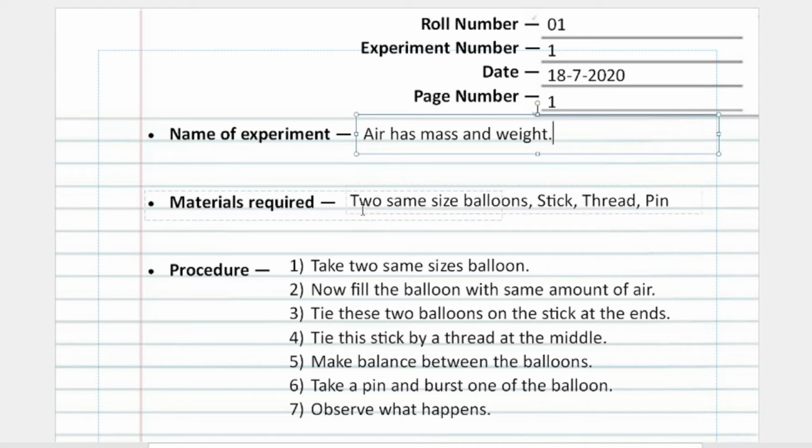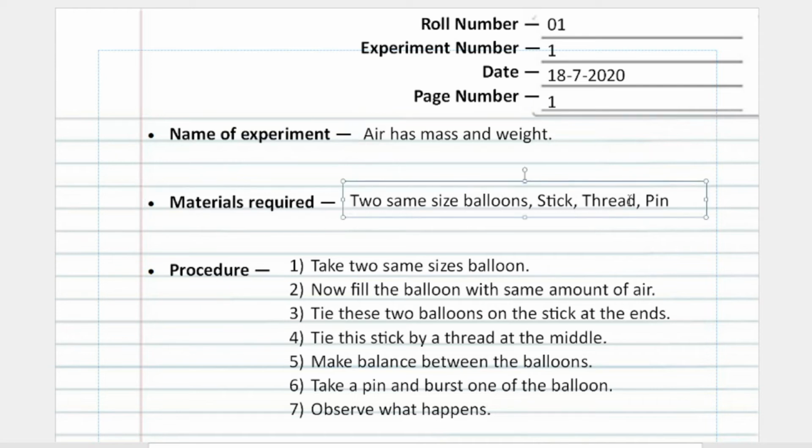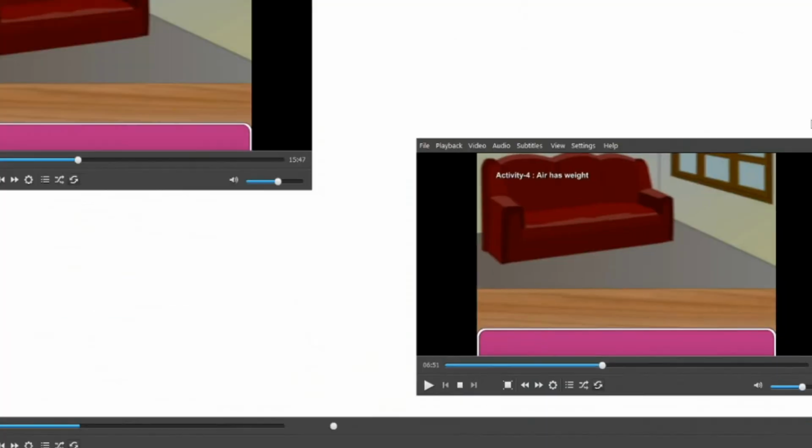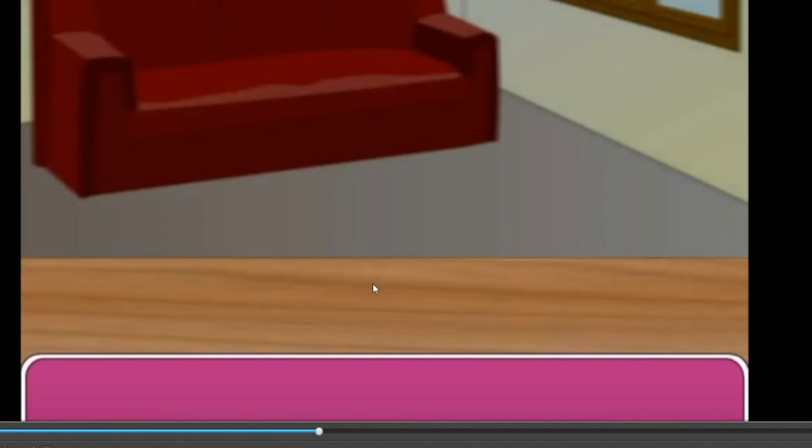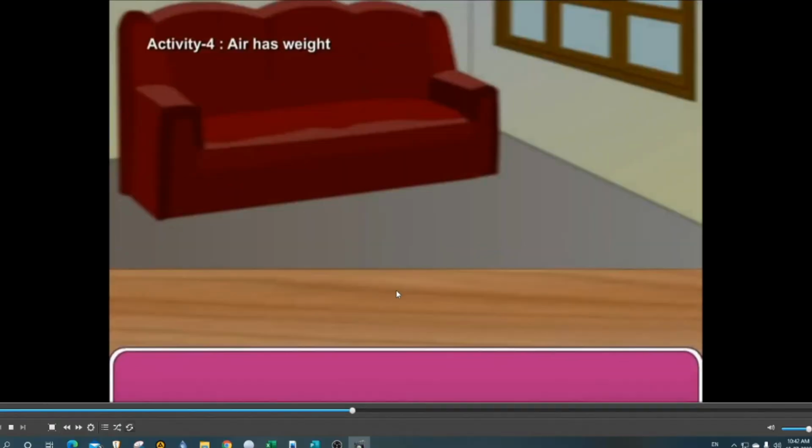Now materials required. Which materials do you need to complete this experiment? You have to write all the names of the materials. Now where you get the materials, you will see here. Here is the experiment, that activity 4 in the video, that you already learned. If you couldn't understand it, watch the video again and write down the points from the video like this.